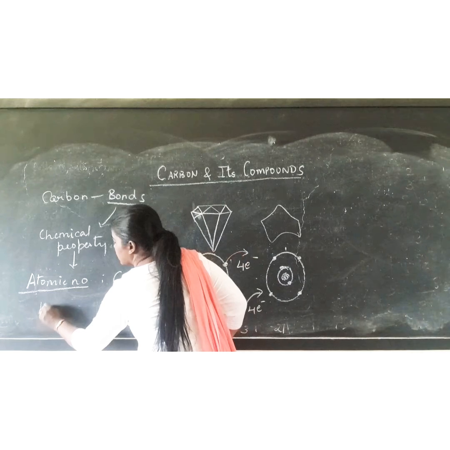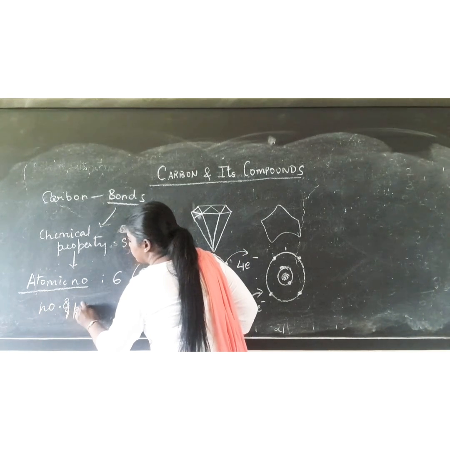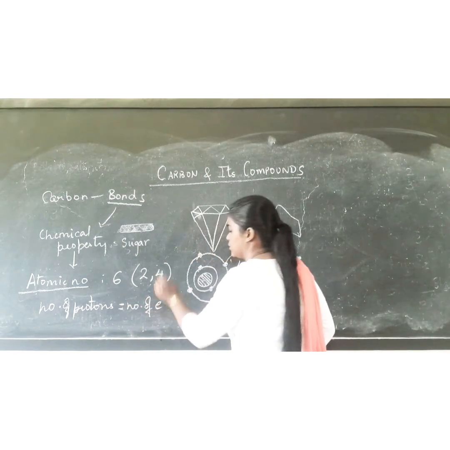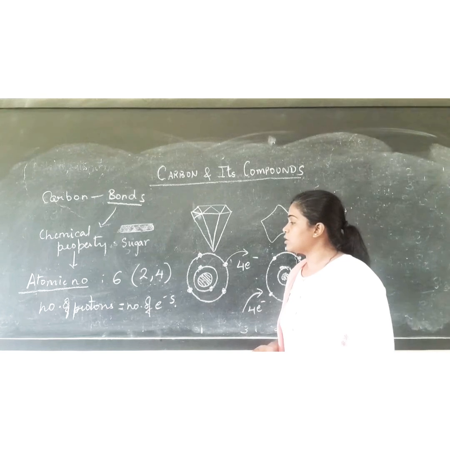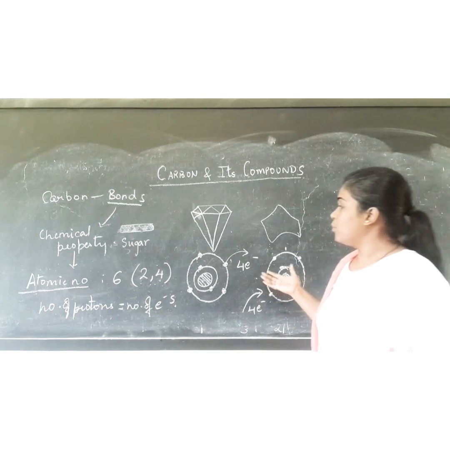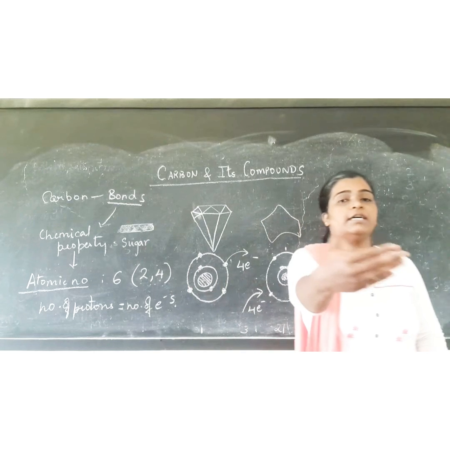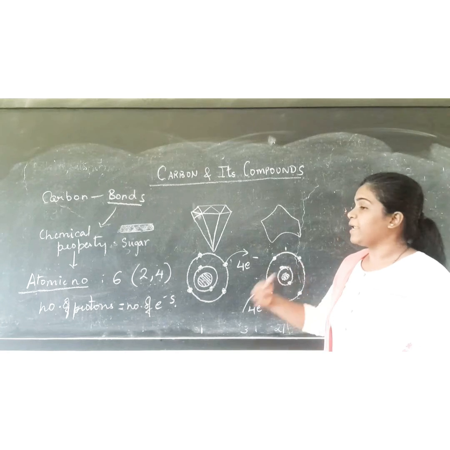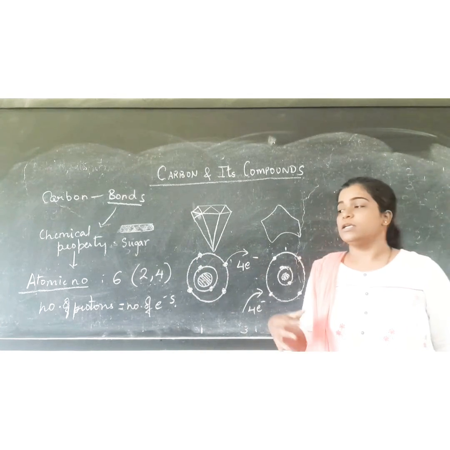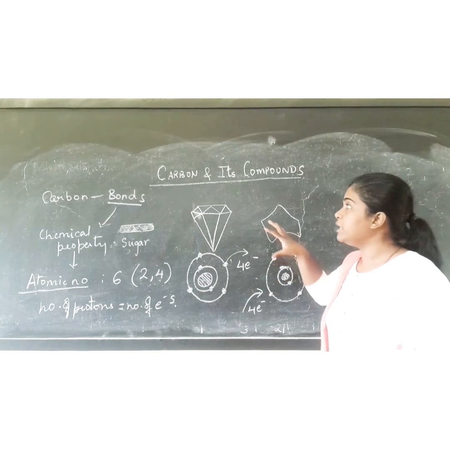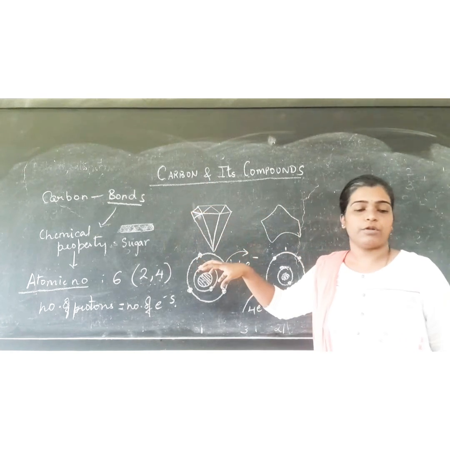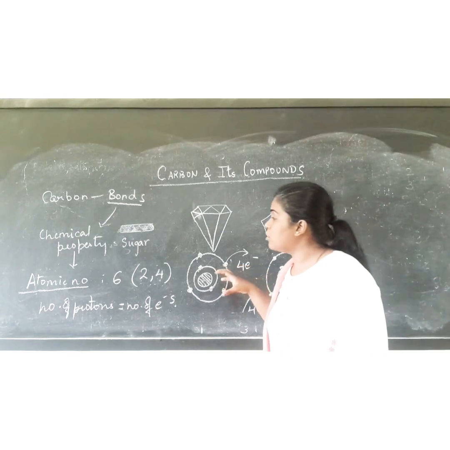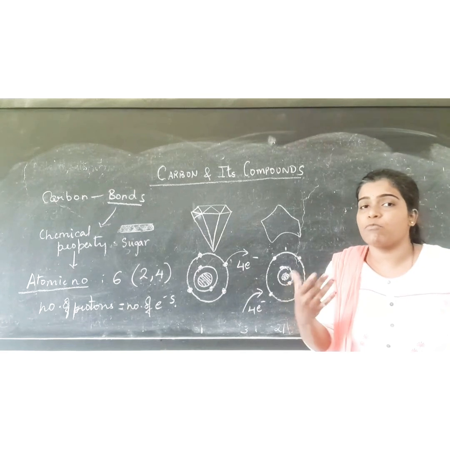Why? Because here the number of protons in carbon is equal to the number of electrons. This is what makes carbon bond with every other element around it, and that is how it is present everywhere. So this is all about the carbon element I have introduced to you. In your next chapter, we will study how the bonding in carbon takes place and what type of bonds are formed.